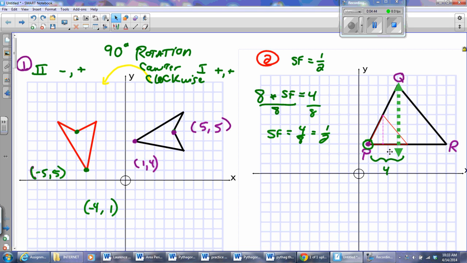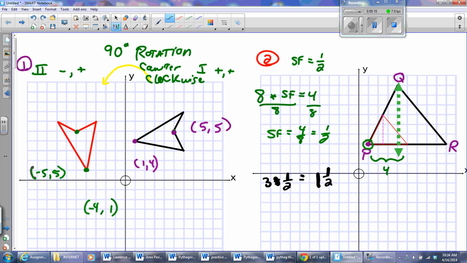Another interesting thing is, check this out. It went 1, 2, 3. The height hits the base at 3 units from P. Well, since the scale factor is 1/2, the height of the little triangle hits the base 1.5 units, because 3 times a half is 1 1/2, right? 3 times 1/2 equals 3 halves, and that's the same as 1 and 1/2, excuse me.